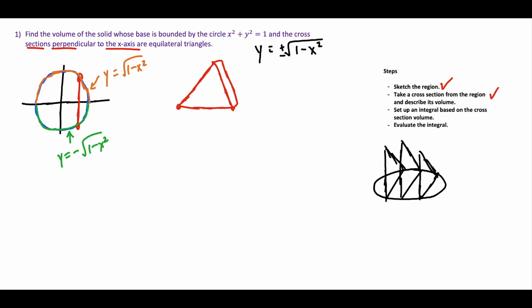And the length of this cross section we would find, let's call it S, by doing the top equation minus the bottom equation. And the top equation is radical 1 minus x squared, and we have minus, the bottom equation is negative radical 1 minus x squared. And when we subtract these, we're going to have 2 radical 1 minus x squared. Sometimes you'll just be able to do this step in your head, but I'm just showing the process here of how we describe this.